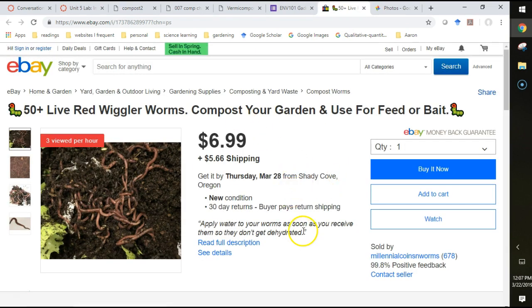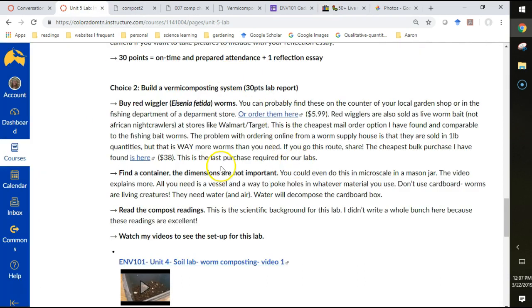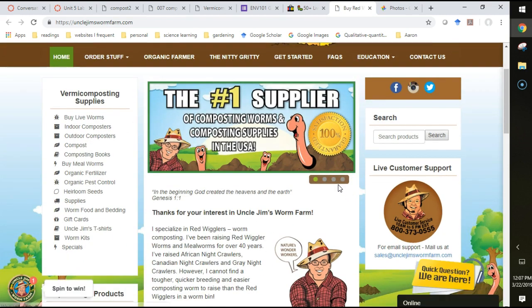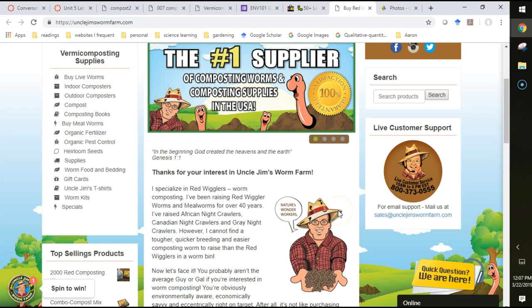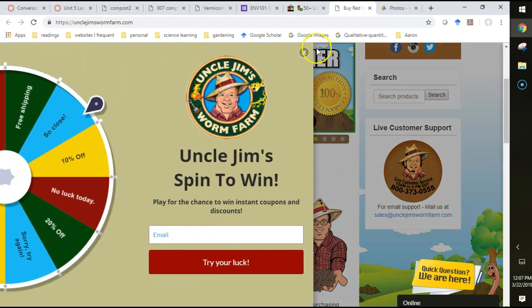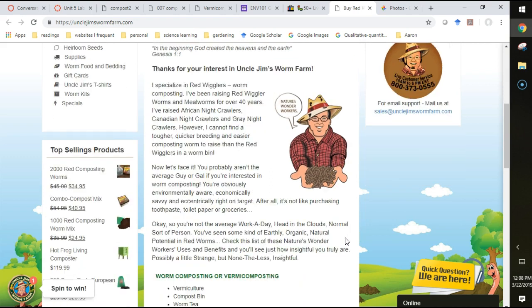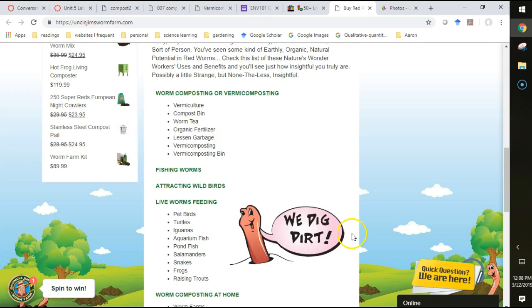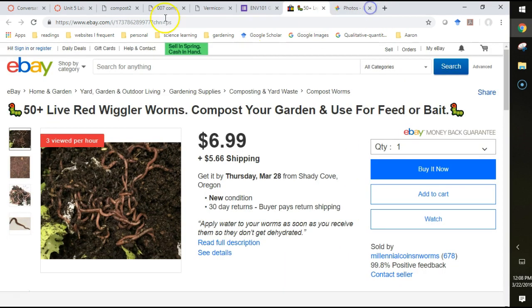$5.99, $6.99 seems like the going price to order worms. Maybe you already have a worm bin and you could, or you know someone who does, you get a handful of worms from them. Now, you could order the worms in bulk. So like since half of you live in Eagle, if you got yourselves together, it would be cheaper for you to do this together and then share the worms. But this is going to be a lot of worms, more worms than you really need. So those are just some different choices.